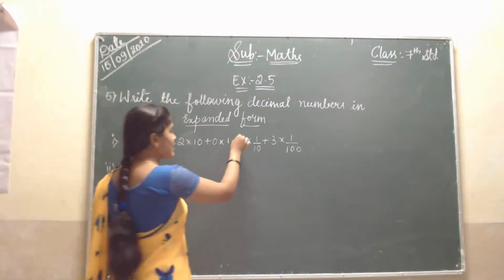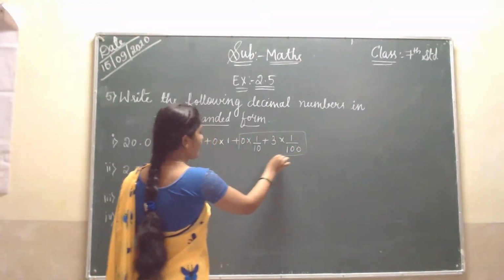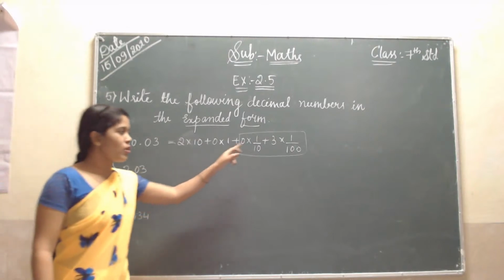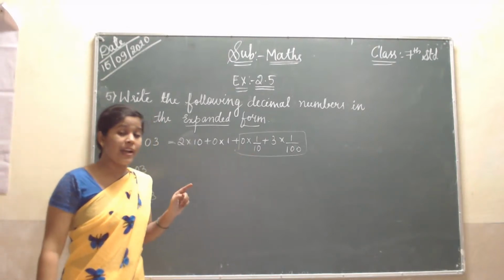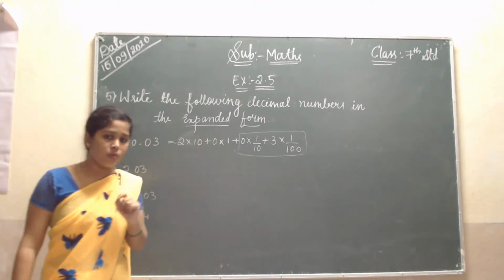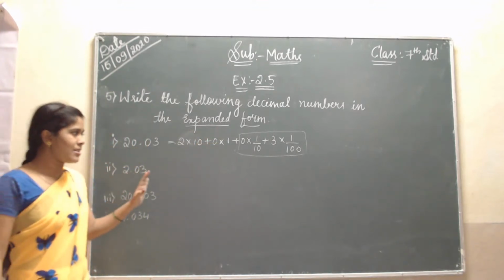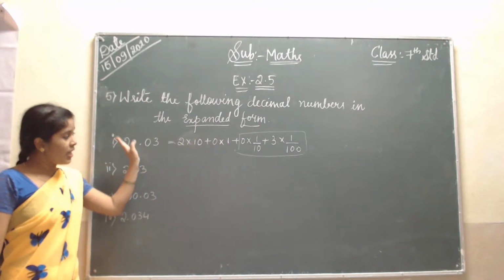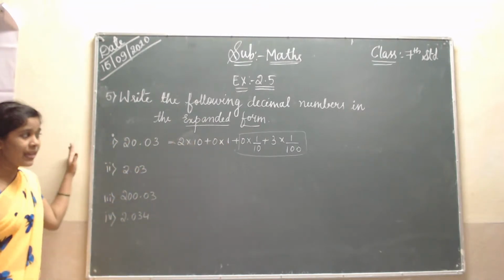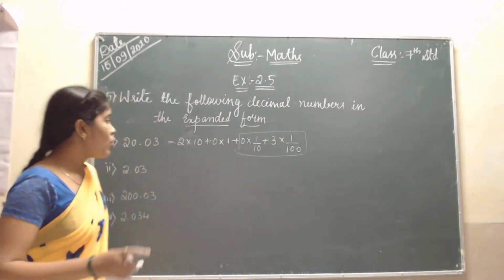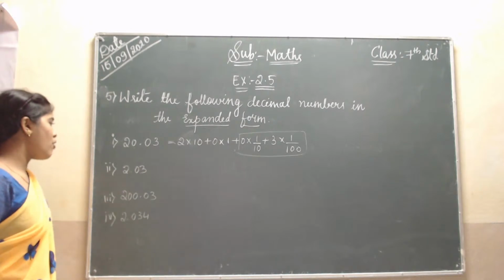Because this part is after the decimal, after the decimal you have to write it in fraction form. 0 into 1 by 10, 3 into 1 by 100, next 1 by 1000, 1 by 10,000, like this you have to write. Before the decimal, same as it is: 0 into 1, 2 into 10, 3 into 100, we have to multiply. Here, after the decimal, we have to divide. Understood? Hope you understood. So this is the expanded form.